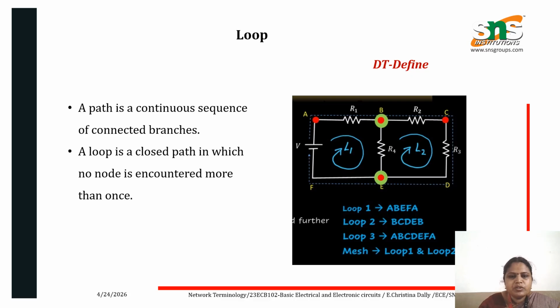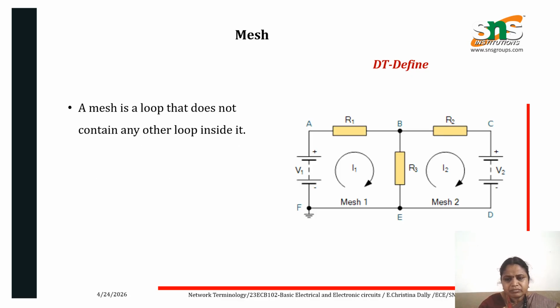The next one, we are going to see the loop. What do we mean by a loop? A loop is a path, a continuous sequence of connected branches. A loop is a closed path in which no node is encountered more than once. Loop 1, that is A, B, E, F, A, is considered as loop 1, and loop 2 is B, C, D, E, B. In loop 3 we have A, B, C, D, E, F, A. So these are all considered to be loops.